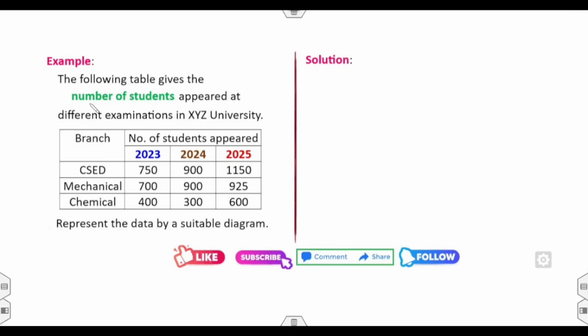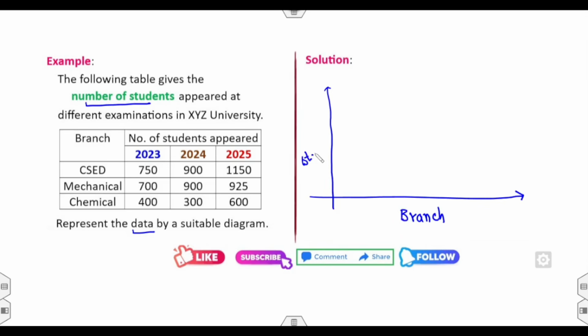The following table gives the number of students appearing in different examinations. Can you represent the data by using a suitable diagram? Now again, the x-axis is for the branch and the y-axis is for the number of students. Now you have 3 different categories. So look at the years. First of all, we can write for the CACD.